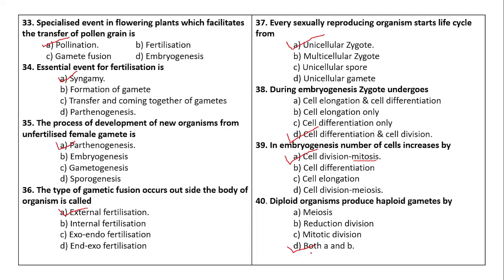So this completes the questionnaire about the first chapter, that is reproduction in organisms. In the next class, we will be discussing the next chapter, that is sexual reproduction in flowering plants.